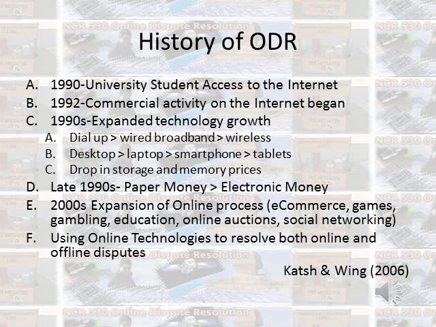In 1992, commercial activity on the internet began, and then towards the mid-90s we saw expanded technological growth and usage. This started with dial-up moving towards wired broadband towards wireless technology. Also, we saw desktops move to laptops, move to smartphones, and then tablets. Also, there was a great drop in the price of computing power, storage, and memory.